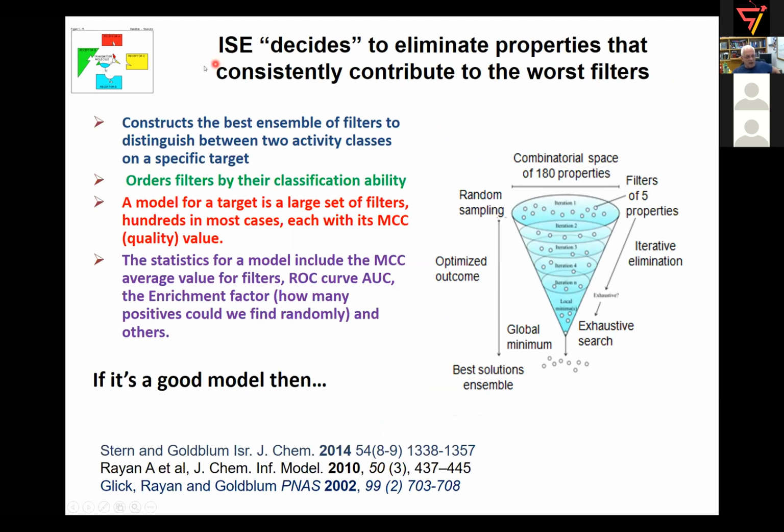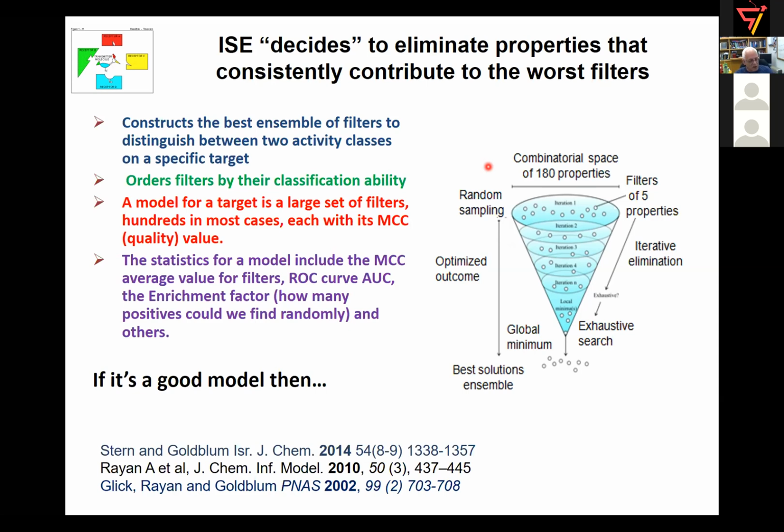So iterative stochastic elimination, ISE for short, decides to eliminate properties that consistently contribute to the worst filters. ISE constructs the best ensemble of filters to distinguish between two activity classes on a specific target. It orders the filters, as I said, by their classification ability. A model for a target is a large set of filters. It could be hundreds of filters. In some cases it is even thousands of filters. Each filter would be composed of a set of 5 different properties, or rather ranges of properties, such as molecular weight between 350 to 415, lipophilicity between -3 to +2, and so forth. So those are the filters that we have.